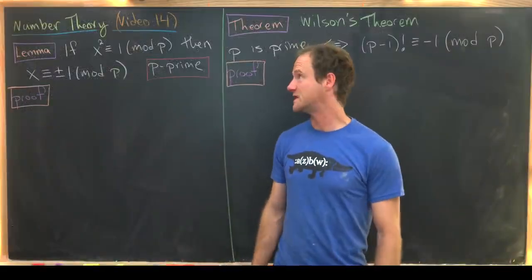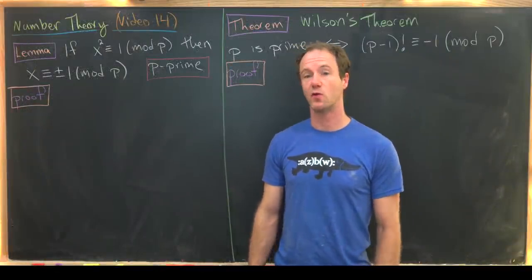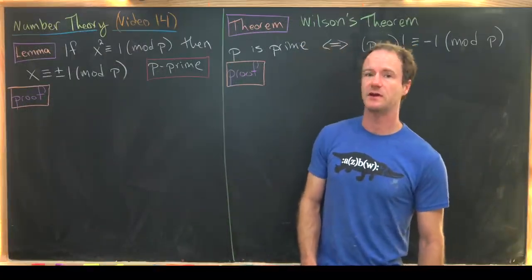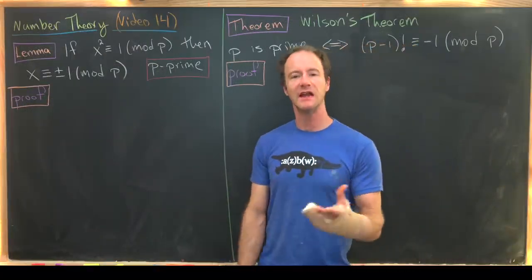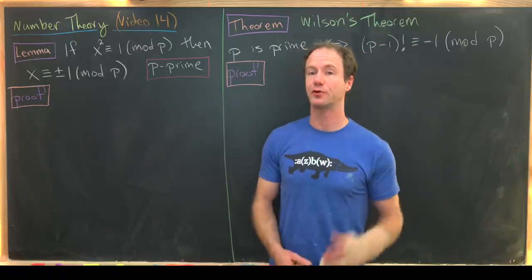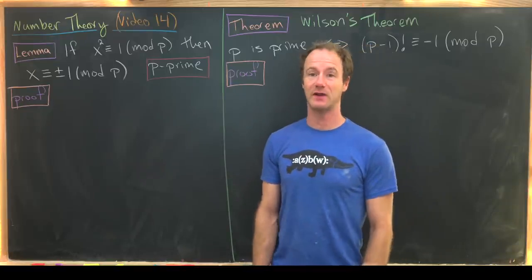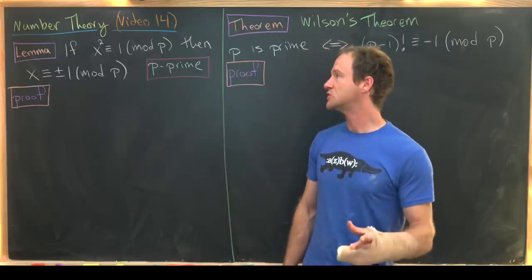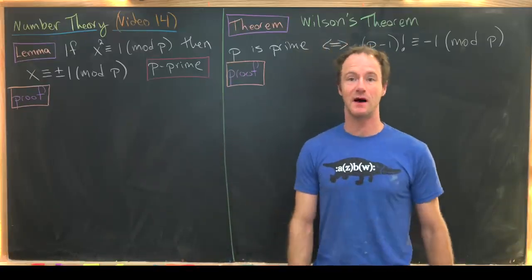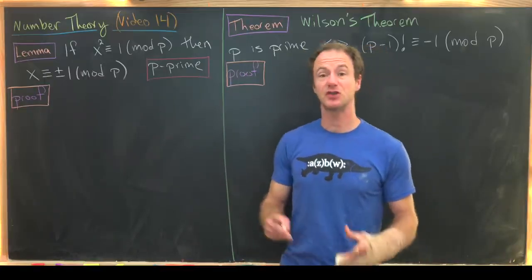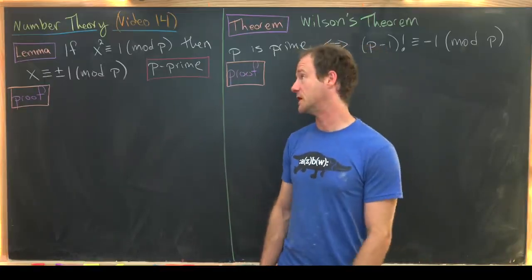This is the 14th in a series of videos that I'm making to support an elementary number theory class that I'm teaching. And here we're going to build up to and prove Wilson's theorem, and then also look at a couple of applications of Wilson's theorem. So we'll start with the following lemma, and that has to do with square roots of 1 modulo p.